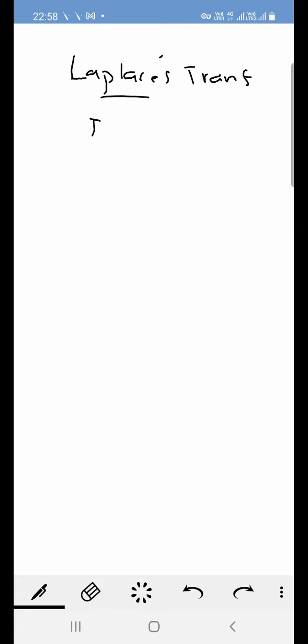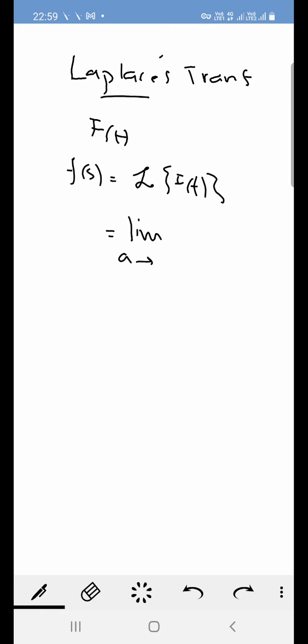if there is a function f(t) and we do a Laplace transform, and it's called the function F(s), L of f(t), and it is simply equal to the limit a tends to infinity of the integral from 0 to a of e to the power minus st, this becomes the kernel, f(t) dt. This is the expression of the Laplace transform.